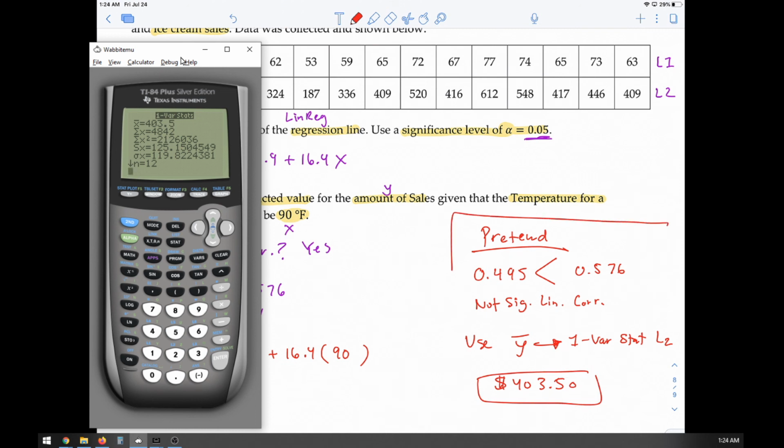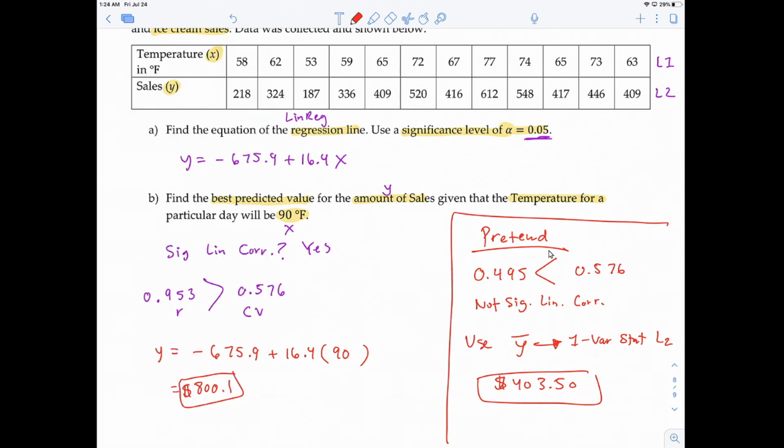Again, we're pretending, or hypothetically speaking, if this was the R value that we got and this was the critical value, where we conclude that there's not a significant linear correlation, this would be your answer in this alternate reality. But really, our answer here made us conclude to use the regression equation to best predict the value for 90 degrees, when x is equal to 90, and we plugged it in here. But this is like if there wasn't linear correlation.